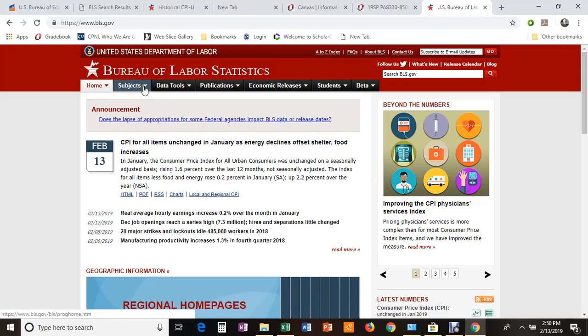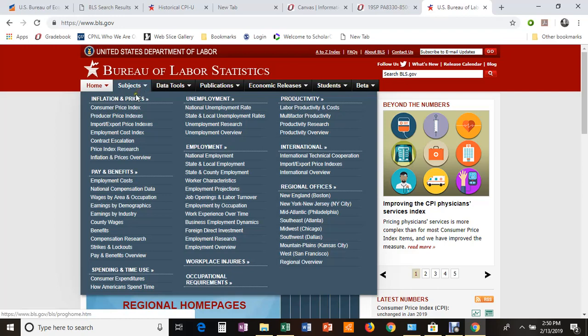If you go to the BLS, you can see there's subjects, and so here you see things like the Consumer Price Index, the Producer Price Indexes, and others. Pay and benefits, you'll see employment costs. Actually, this is where another indicator resides called the Employment Cost Index, which is an indicator of how much it costs firms and governments and others to employ people.